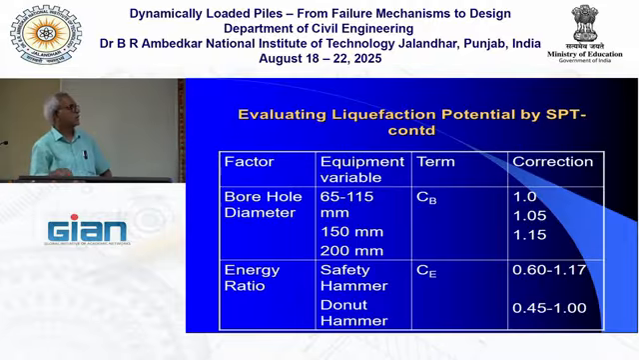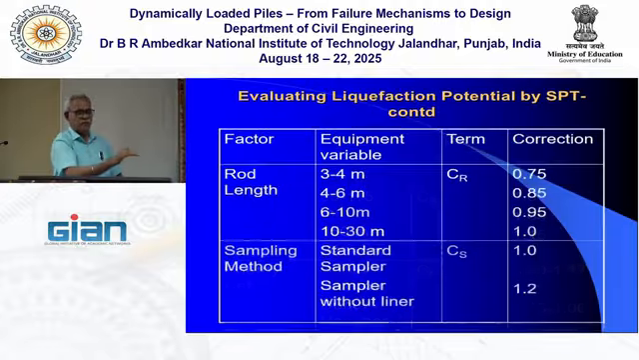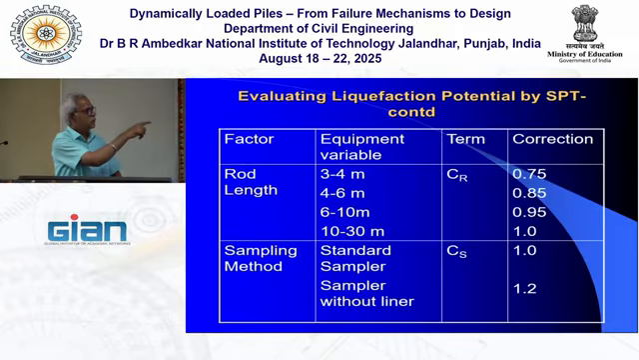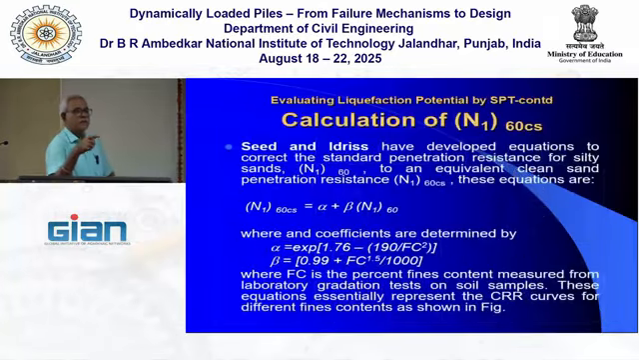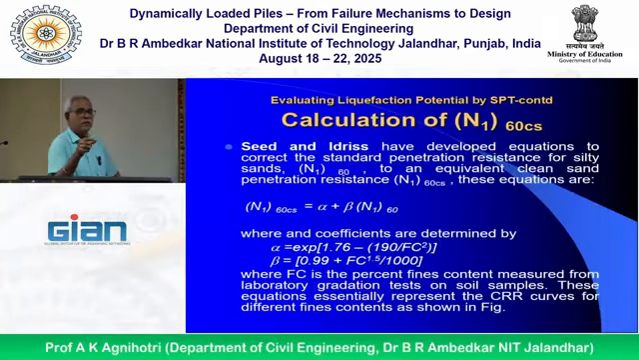For rod length, if the rod length is 3 to 4 meters, the test is conducted within 4 meters, then for those values the correction will be 0.75. Then for rod lengths between 4 to 6 meters, the correction factor is 0.85. Like this, these correction factors will be applied. Similarly, the sampling method. Now this N160 which you have calculated is then converted to N160 for clean sand. In our soil, fines may be more than 5%.